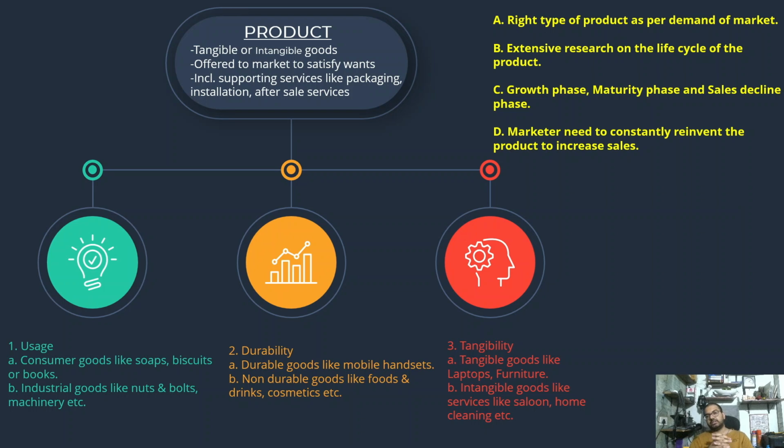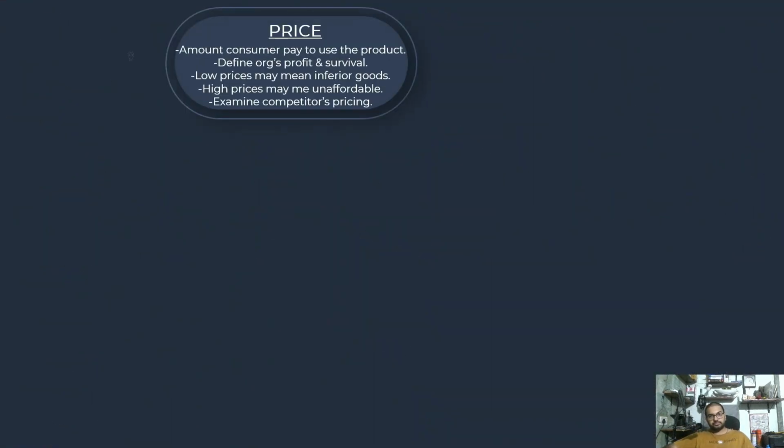Then you have the sales decline phase. Now, this is the phase where you need to innovate your product. This is the phase when you need to replace your product with a new product. Or this is the stage where a new competition has entered into the market and they are providing an innovative product. So a good marketer needs to constantly reinvent the product to increase the sale. Because if they do not reinvent the product, after the sales declining phase, they will start to lose their market share. And no organization wants to lose their market share.